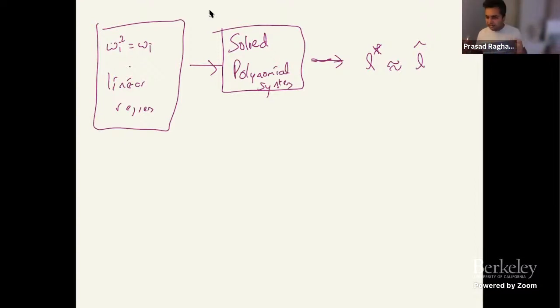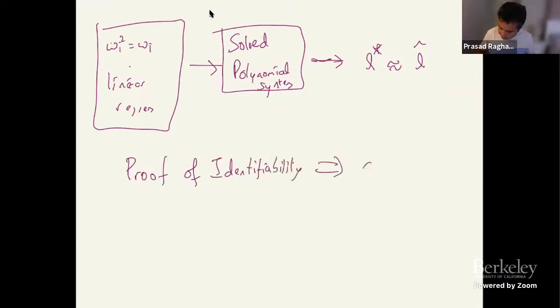This is identifiability. Of course you need to prove this. And what we just saw is that if the proof of identifiability is a degree D sum of squares proof, then the degree D SOS SDP works in finding it.